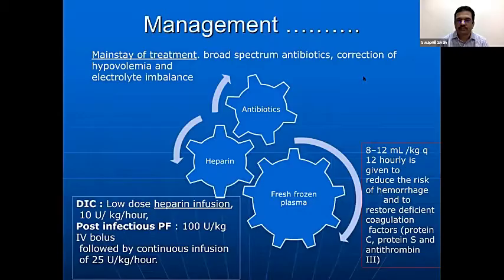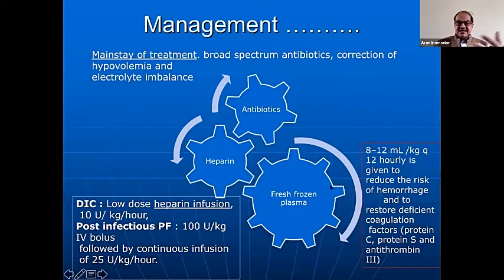Yes. See, irrespective of the cause, you have to have the mainstay of treatment. If it is post-infectious, that is broad spectrum antibiotic, correction of the hypovolemia and electrolyte imbalance. The other would be heparinization. If it is only DIC, idiopathic purpura fulminans, you have to give low dose heparin infusion of 10 units per kg per hour. And if it is post-infectious purpura fulminans, you have to use an IV bolus of 100 units per kg, followed by continuous infusion of 25 units per kg per hour.